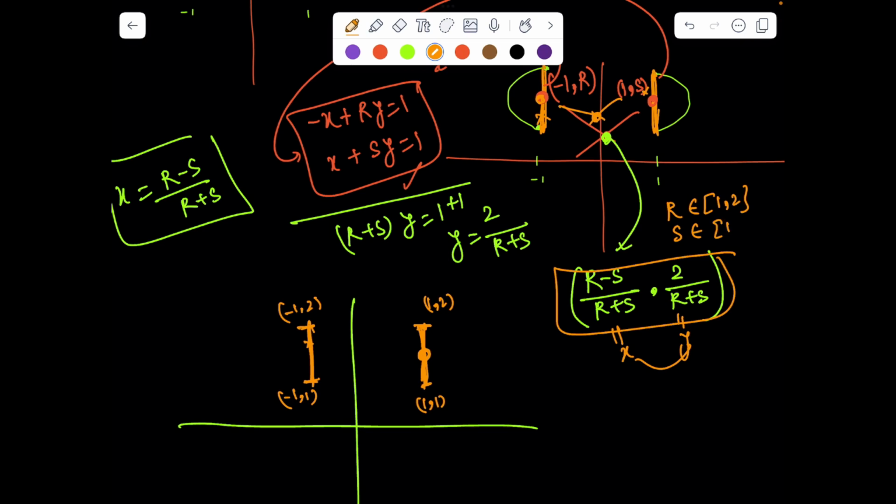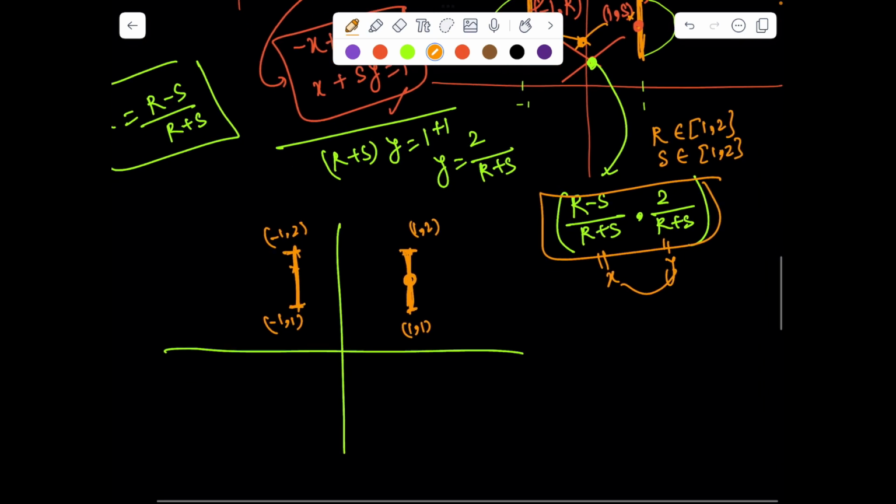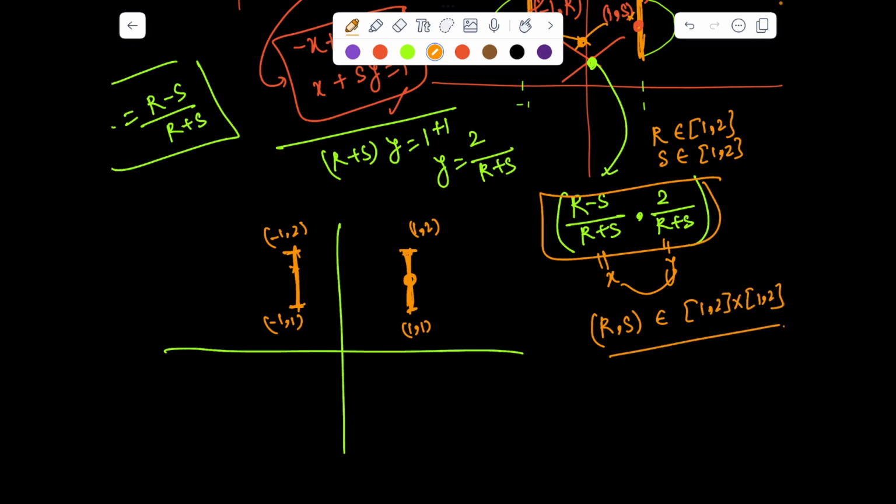So r belongs to 1 to 2 as well as s also belongs to 1 to 2. So basically I can see here the ordered pair (r, s) belongs to the Cartesian product [1,2] × [1,2], right? Well, so far so good. Now it's not very difficult because we'll play with certain values.